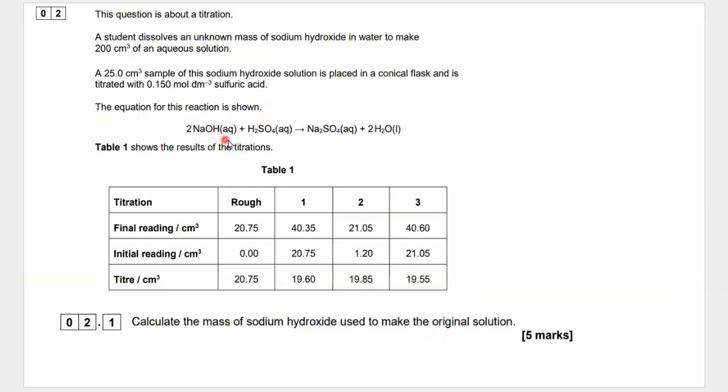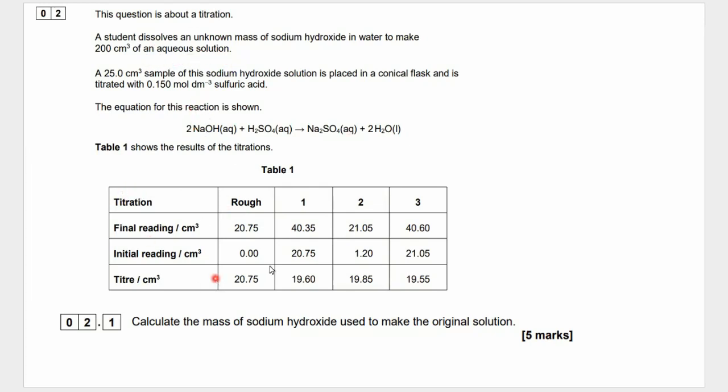2 NaOH (aq) + H2SO4 (aq) produces Na2SO4 (aq) and 2 H2O (l). Table 1 shows the results of the titration. 2.1. Calculate the mass of sodium hydroxide used to make the original solution, 5 marks. So what we're looking at here, you should pause the video and have a go, of course. We're looking at how many grams of sodium hydroxide was dissolved in the original 200 cm³.